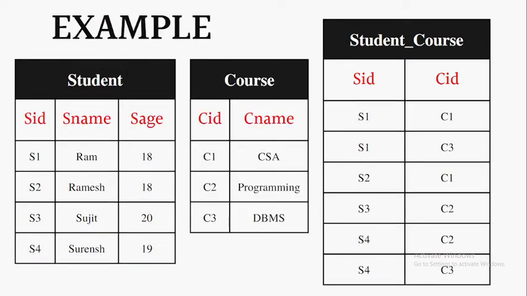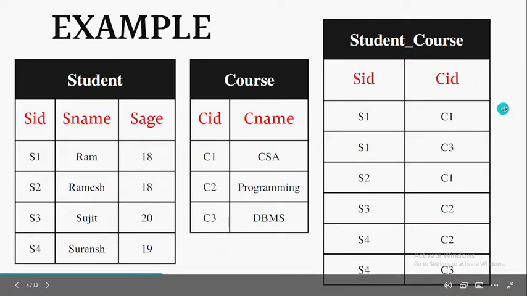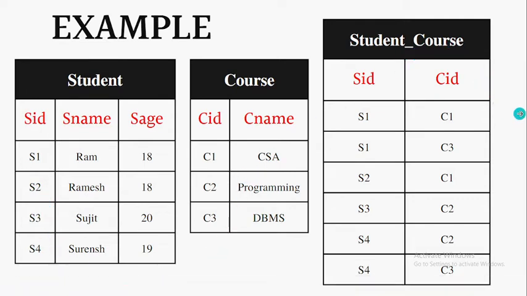Let's see a simple example here. Here we have three input tables. First is student, second is course, and third one is student underscore course, along with some records in each of the tables. Now this is our input table, and we will write some queries and execute those queries with the help of SQL command on the basis of these three input tables.